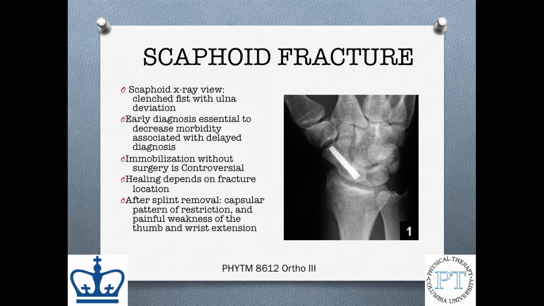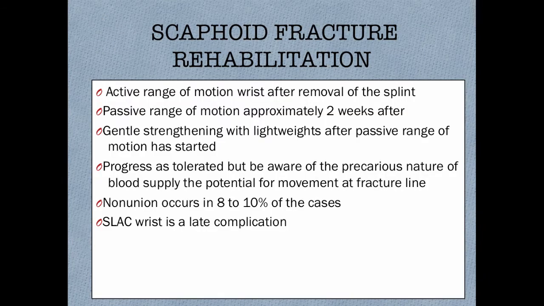After the splint is removed, there's typically a capsular pattern of restriction and pain and weakness of the thumb and wrist extension. So rehab following a scaphoid fracture: active range of motion of the wrist after removal of that splint, passive range of motion for approximately 2 weeks, with gentle strengthening and light weights after passive range of motion is started.